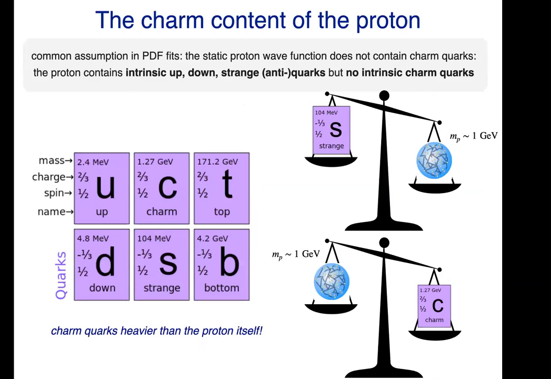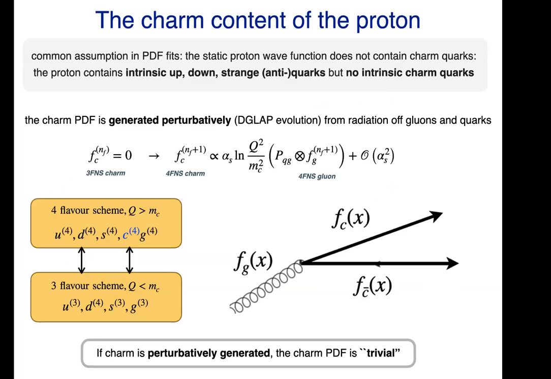Okay, two more topics. First, about charm. So the common assumption in PDF fits is that the proton contains only strange, up and down quarks. And this makes sense because the charm quark is 1.3 GeV, while the proton is 1 GeV itself. So the charm is heavier than the proton itself. So in most PDF fits, the charm PDF is generated purely perturbatively, so using DGLAP evolution. Essentially, you have a gluon which radiates a charm anti-charm pair. So in this respect, if there is no intrinsic charm in the proton, the charm PDF is trivial. It's simply a consequence of DGLAP from light quarks and the gluon.